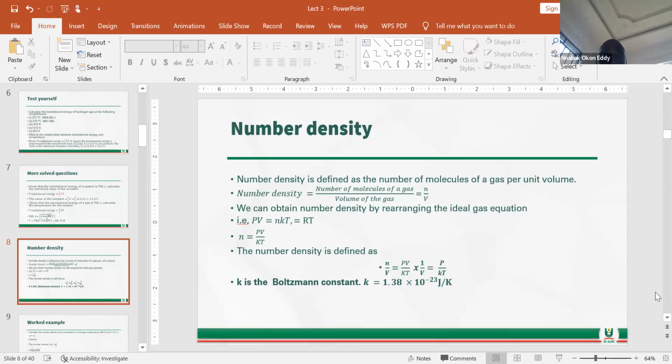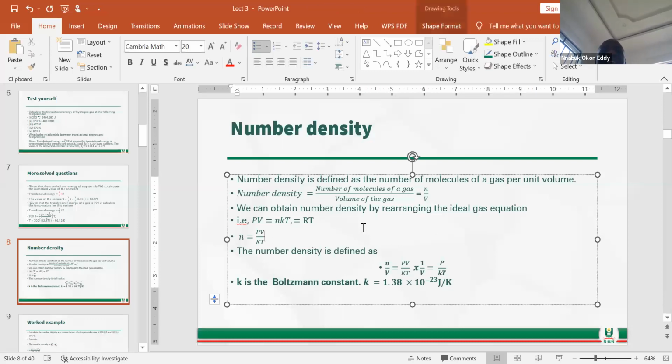Now, look at the ideal gas equation. PV is equal to NkT. That is equal to nRT. What do you mean by NkT? Nk, where k there is equal to the Boltzmann constant.